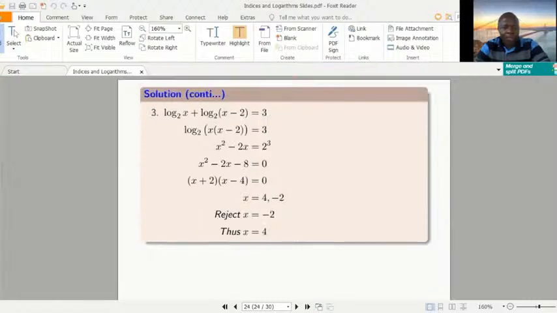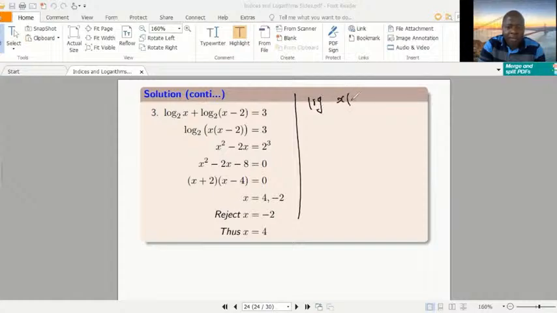Oh, look at this other question. Very interesting. Let's do it. It's interesting because I can see x here, and the 2 is in the base, and x is also here. The bases are 2, and since we are adding the logs, it can multiply. So what I have is the log of x times x minus 2 to base 2 is 3.